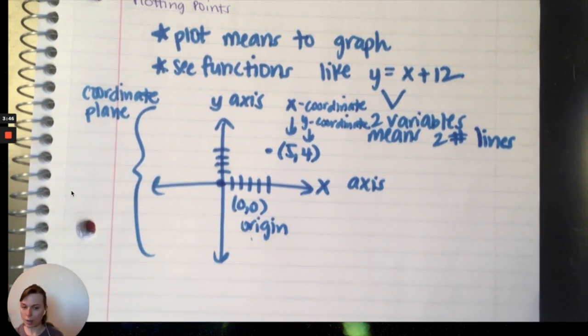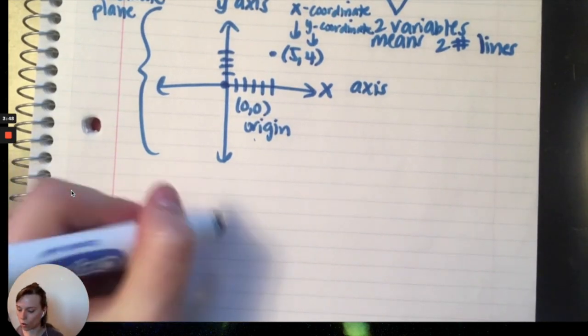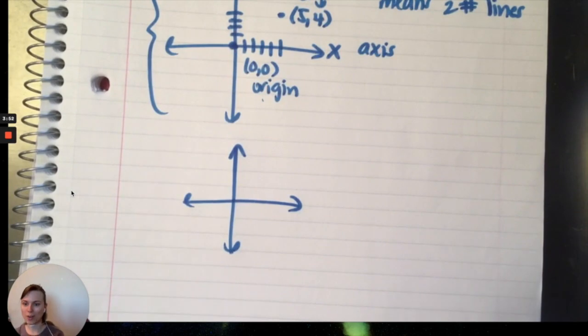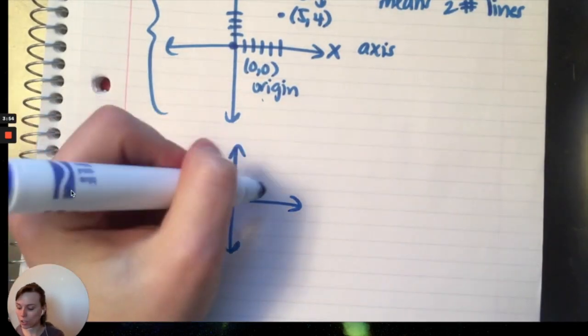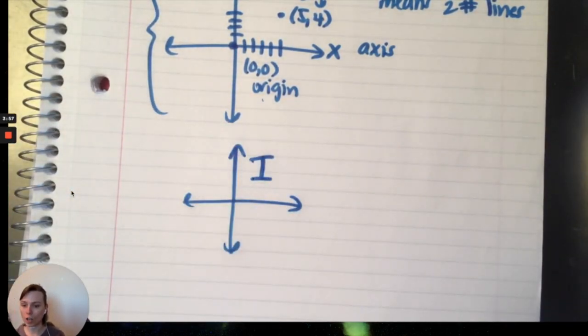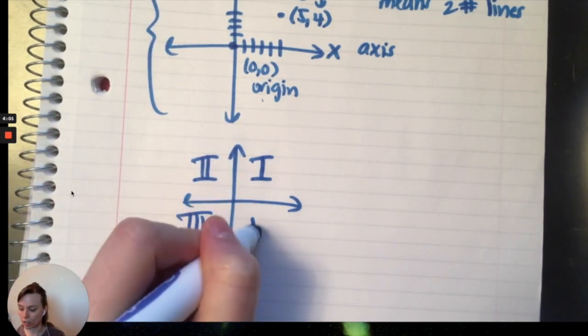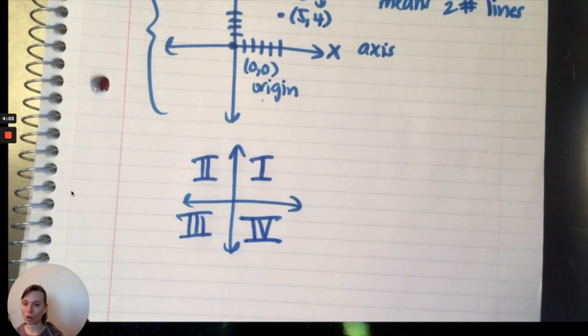Alright? So then I'm going to draw another one of these coordinate planes to show the next concept, otherwise it gets too busy on the one graph. So this is called quadrant 1. This is quadrant 2, quadrant 3, and quadrant 4. So we do typically use Roman numerals for quadrants.